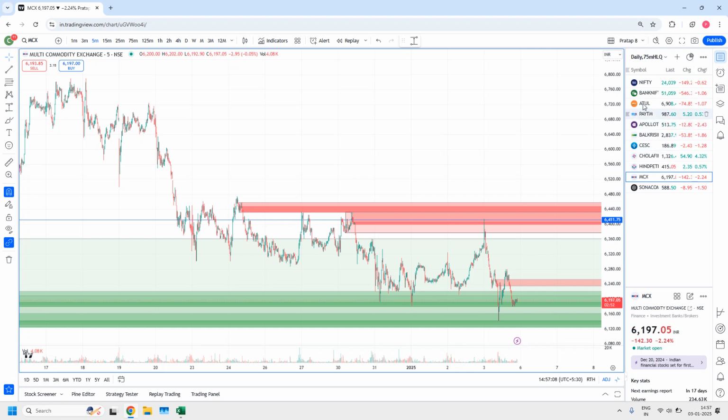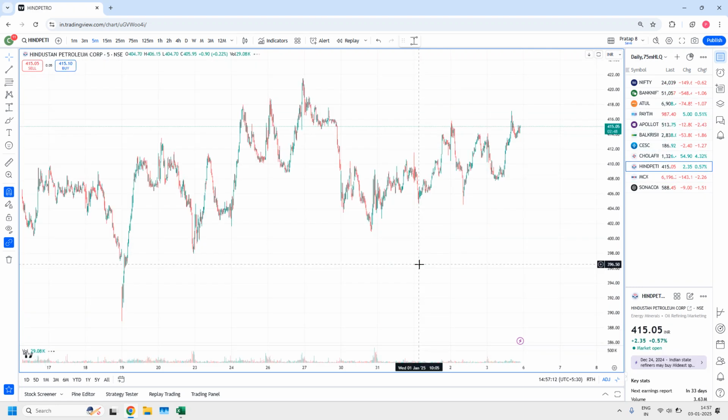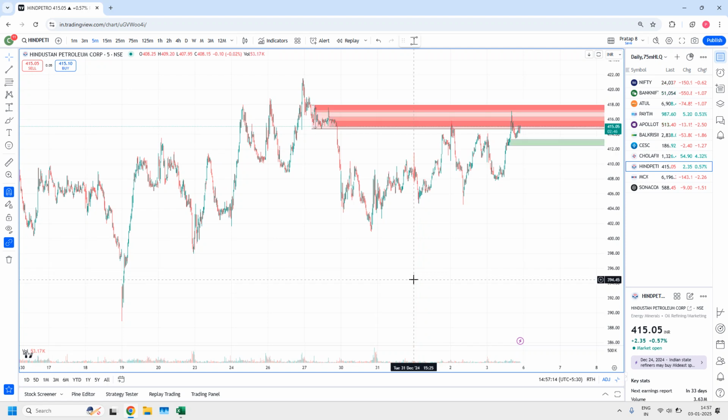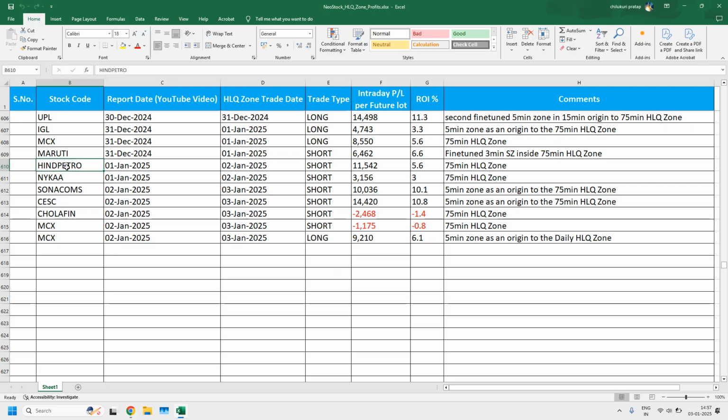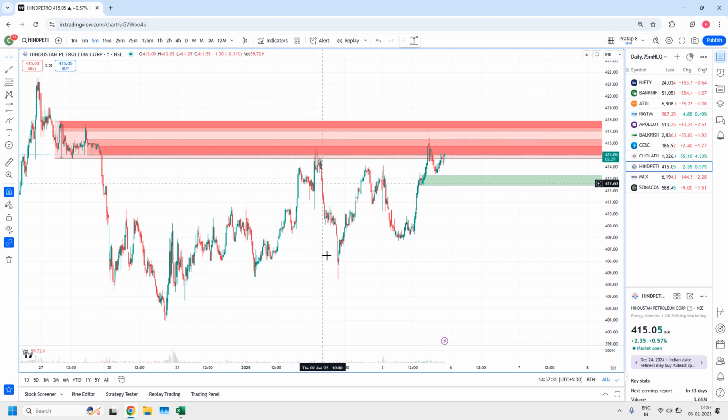And there is one more trade we got, but we can't take the trade. That is Hindustan Petroleum. You can't take the trade. Why? Because Hindustan Petroleum we discussed yesterday. Yesterday we got a trade also. Let's look into the Excel sheet. See, Hindustan Petroleum yesterday, 2nd January, from where we got the trade? From this zone we got the trade.